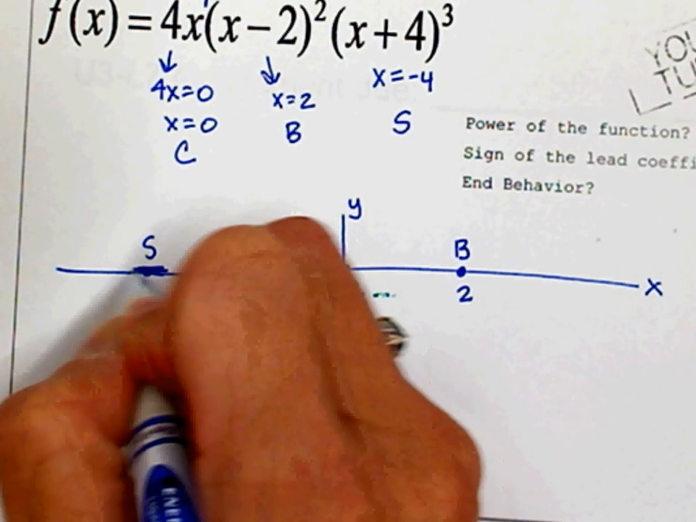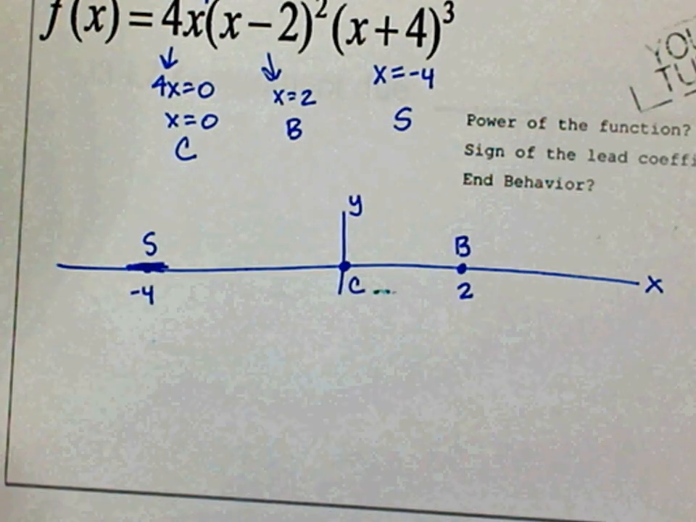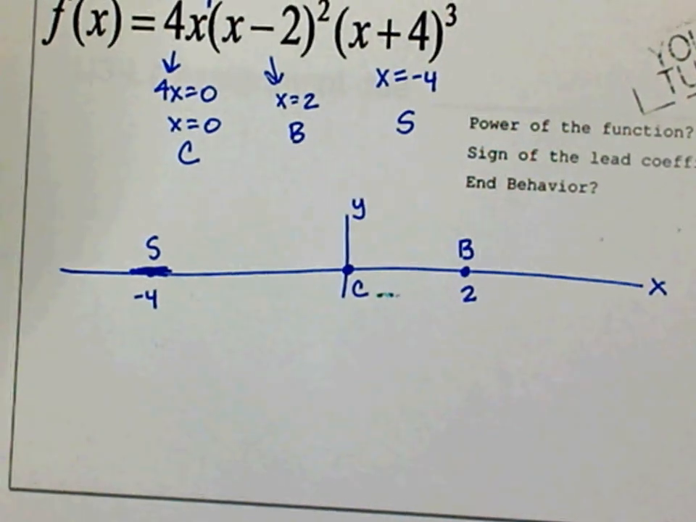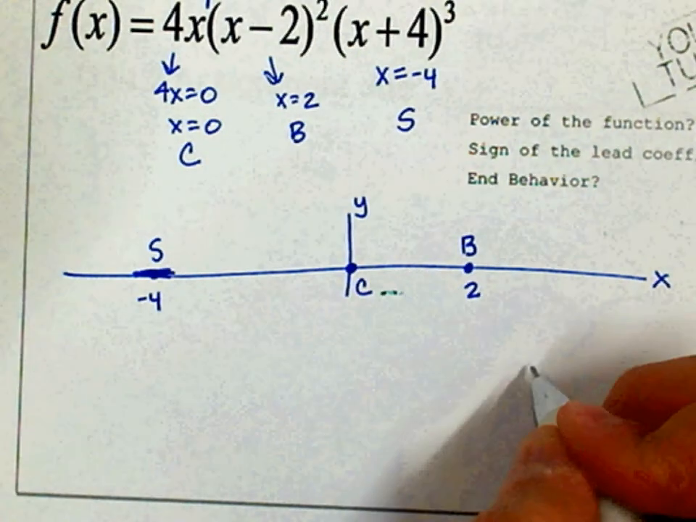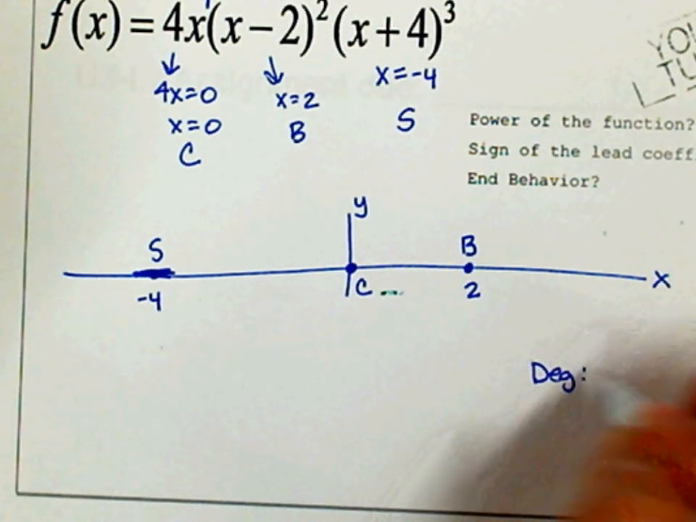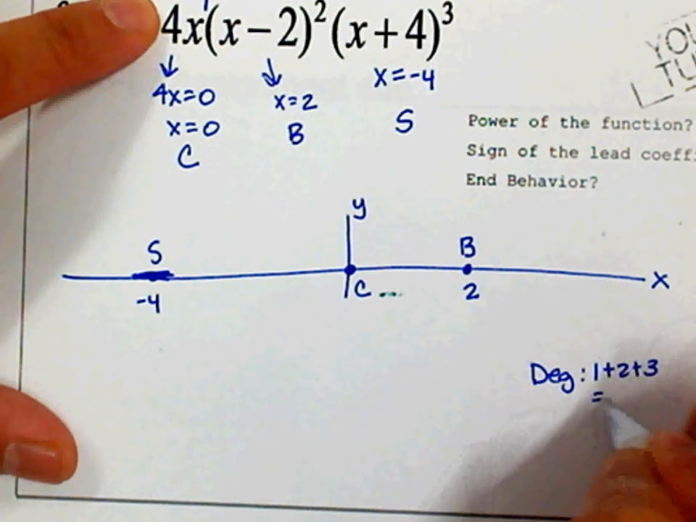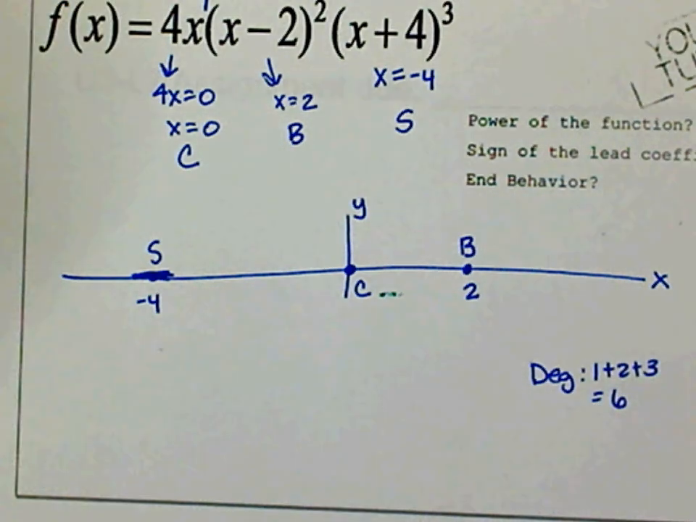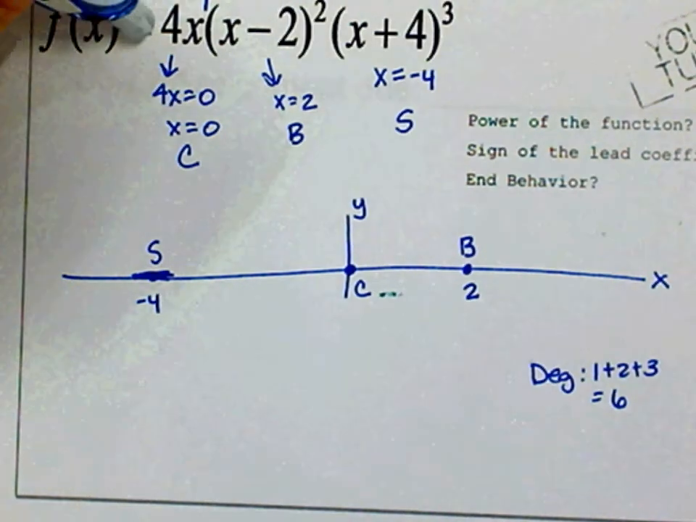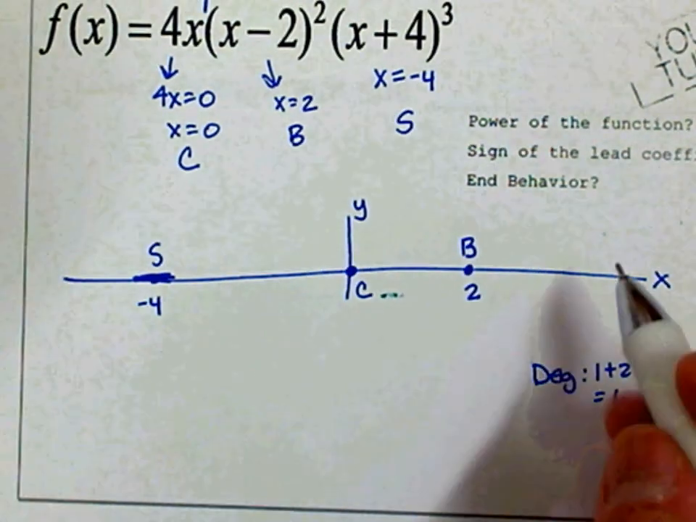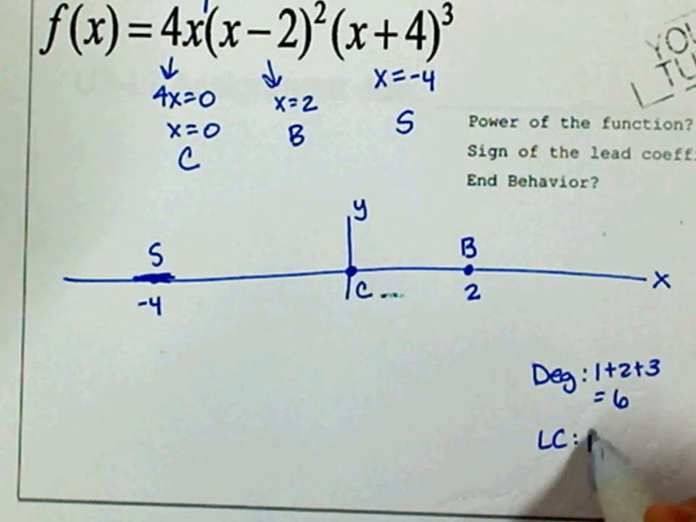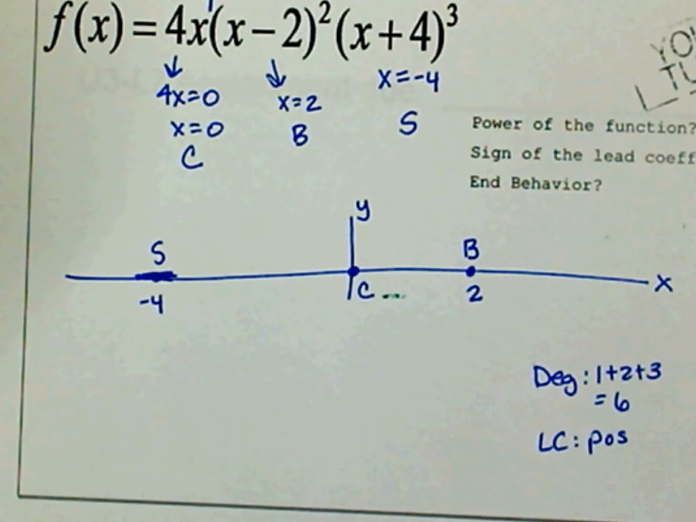What is your degree? 1 plus 2 plus 3, which is both directions or opposite directions? Both. Positive times positive times positive. So what's your leading coefficient? Positive. So I'm going to start up here, and I'm going to end up here. You guys agree? Right? Start up here.